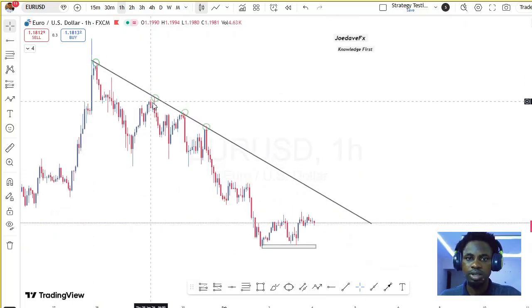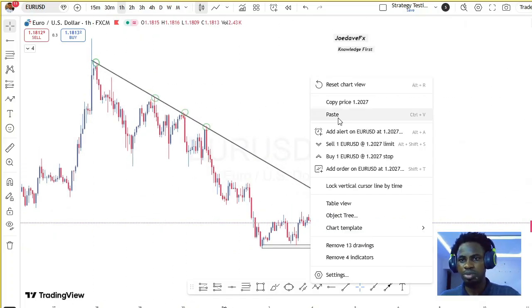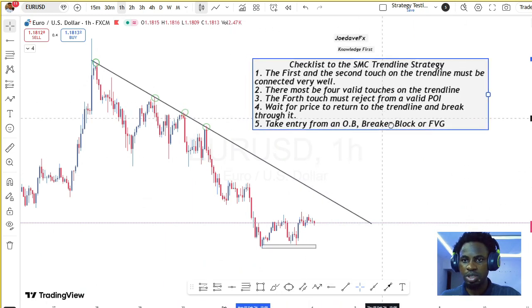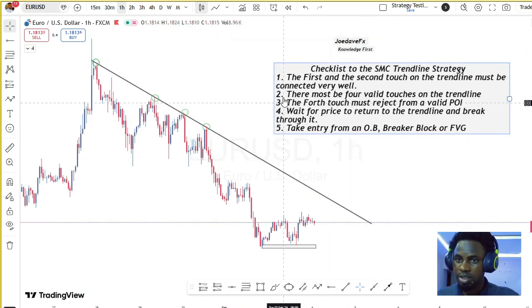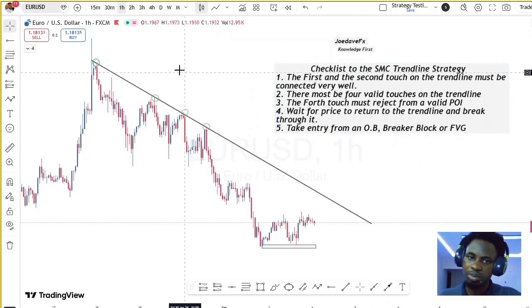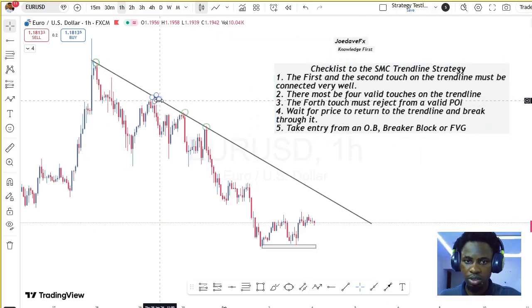So I had the first touch here, second one here, third one here. Let's put our checklist points here. So these are the checklists here, all right? The first touch and the second one are connected very well, so this first one and this second one.